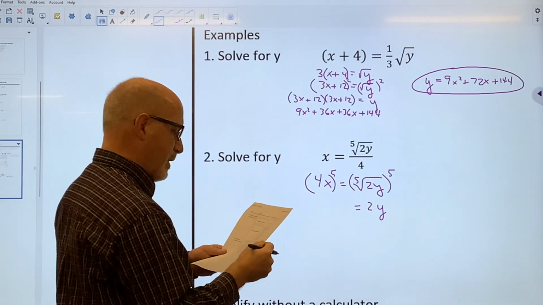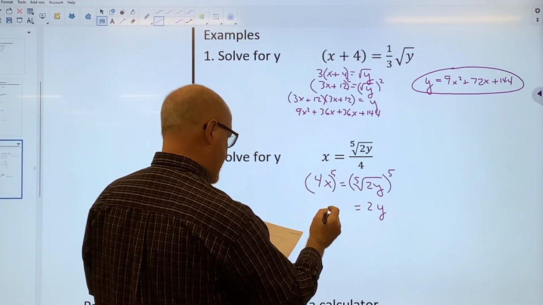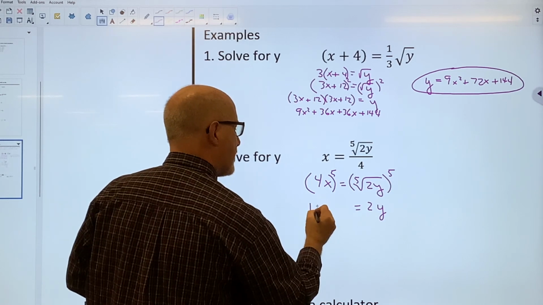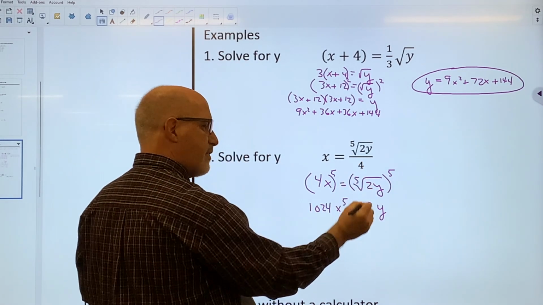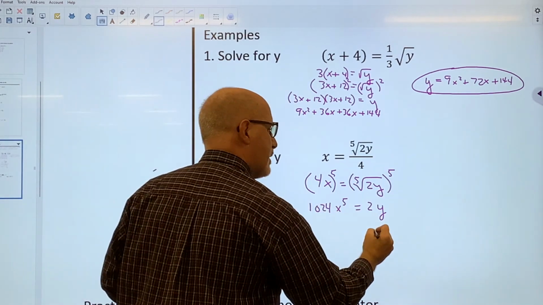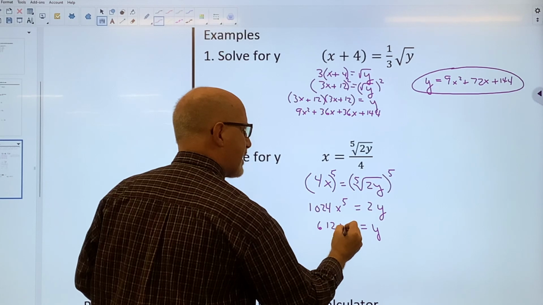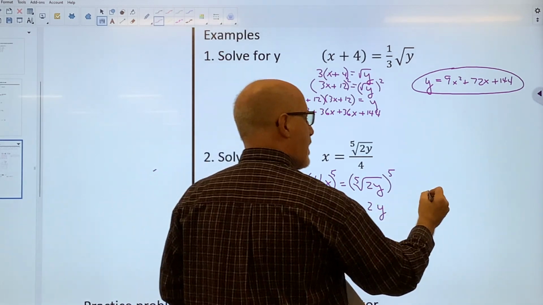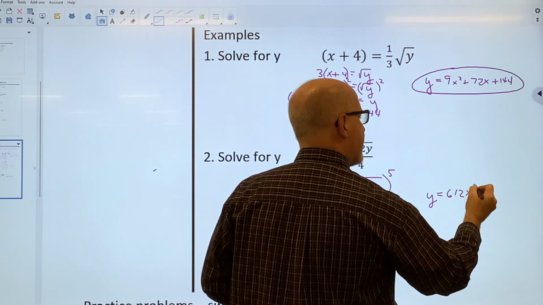On this side, when I put 4 to the 5th power, I get 1024 x to the 5th power. And then you divide both sides by 2, and you get what y equals. That's 512 x to the 5th. So y equals 512 x to the 5th.